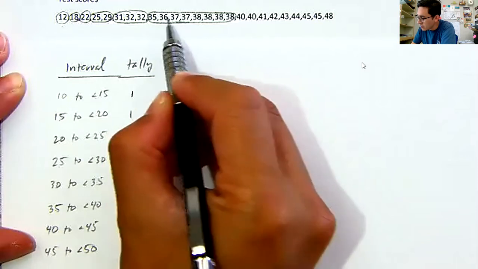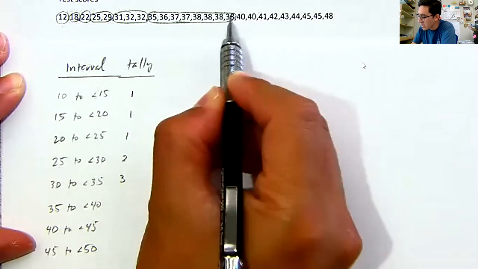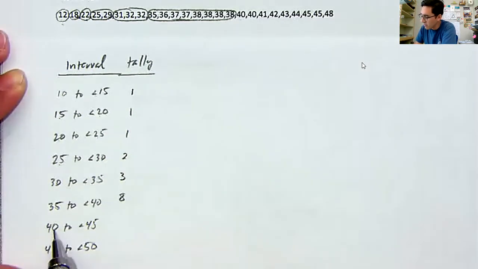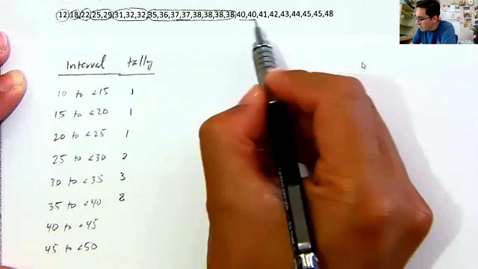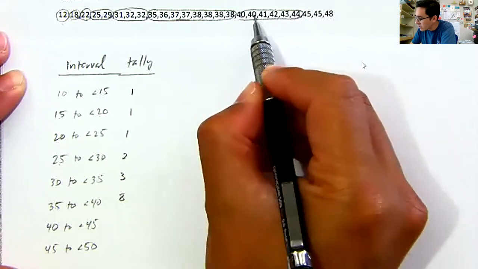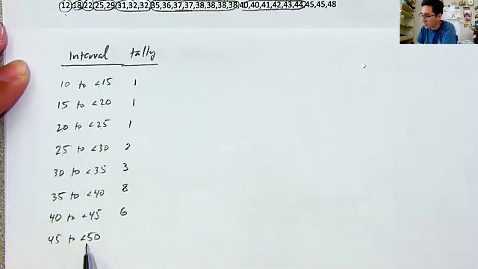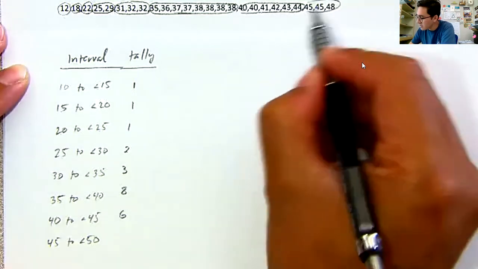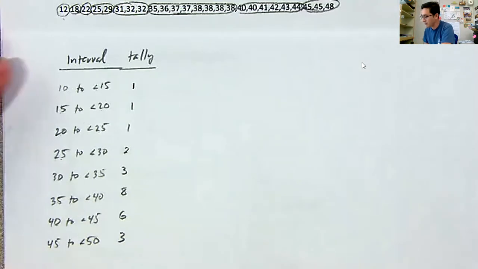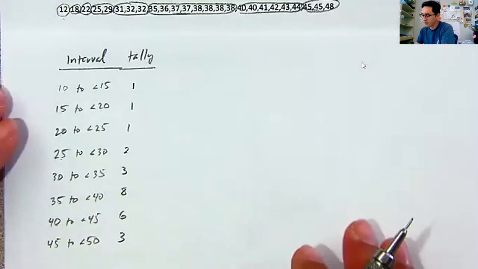35 to less than 40? Okay, a lot. 1, 2, 3, 4, 5, 6, 7, 8. Okay, 40 but less than 45. 1, 2, 3, 4, 5, 6. And then 45 but less than 50. That would be 3.